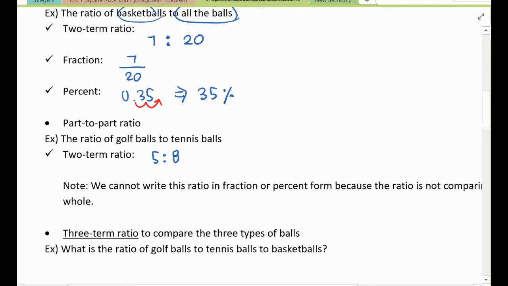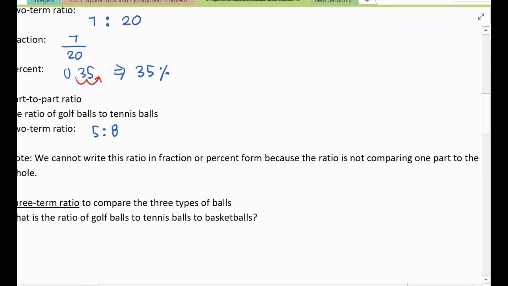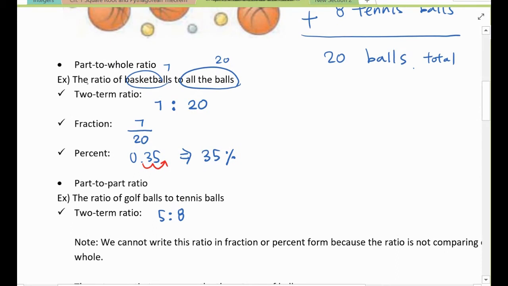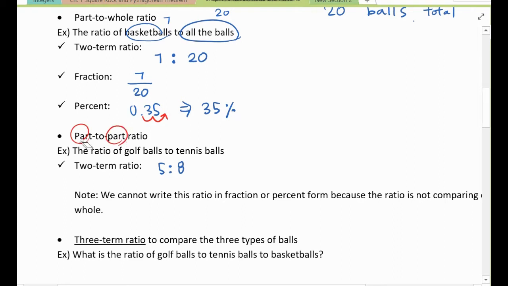And can we change this to a fraction? We cannot. We cannot write this ratio as a fraction or percent because the ratio is not comparing one part to the whole. In this case, the earlier one was a part to whole ratio, so we could say there's 7 basketballs out of 20 balls. But this is a part to part ratio. You're comparing the number of golf balls and the number of tennis balls. So you cannot change this to a fraction, and you cannot change this to a percent.